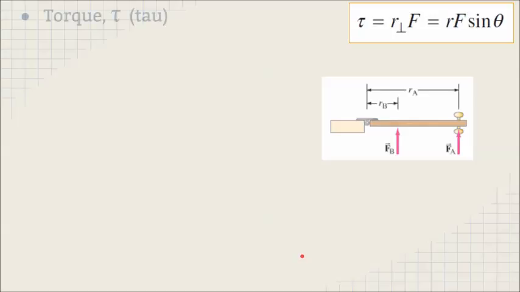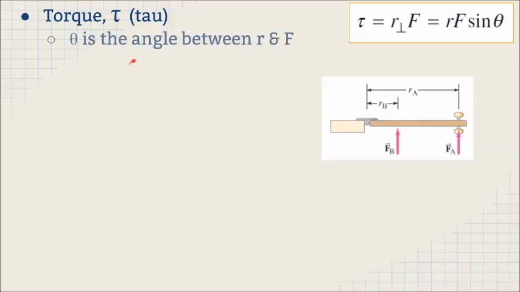So on this screen we define the formula. We're going to use a lowercase Greek letter tau. It looks like a small capital T, and on your formula sheet, tau is equal to R perpendicular times the force. And if R is not perpendicular, the way to make it perpendicular is to use the sine function. So if we have an angle, we're going to take the sine of the angle. We'll see how that works in an example in a moment.